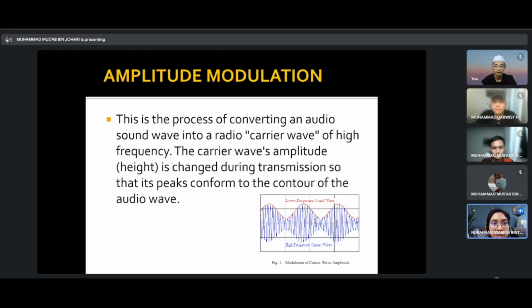Next slide. For the amplitude modulation, this is the process of converting an audio sound wave into a radio carrier wave of high frequency. The carrier wave's amplitude height is changed during transmission so that its peak conforms to the contour of the audio wave.